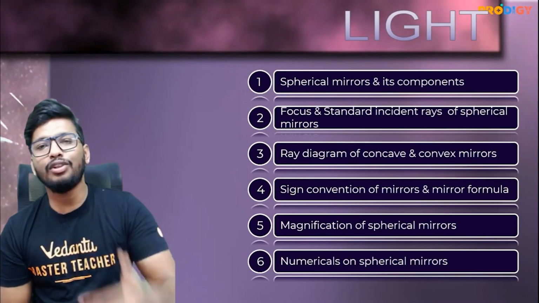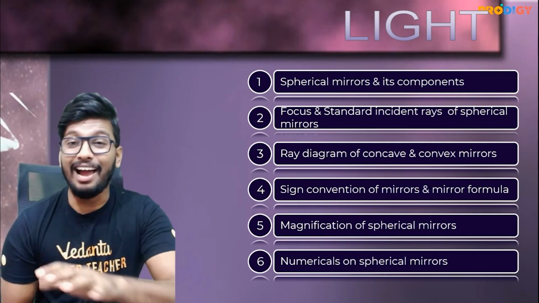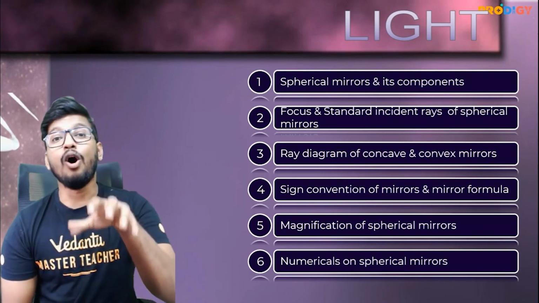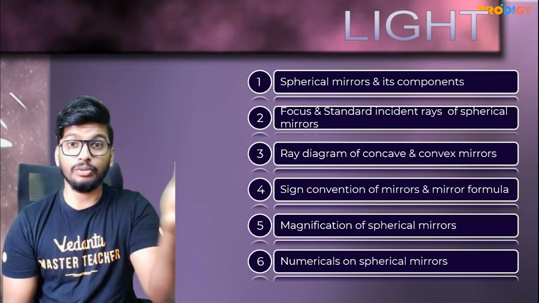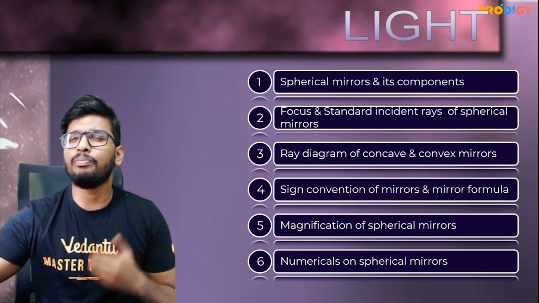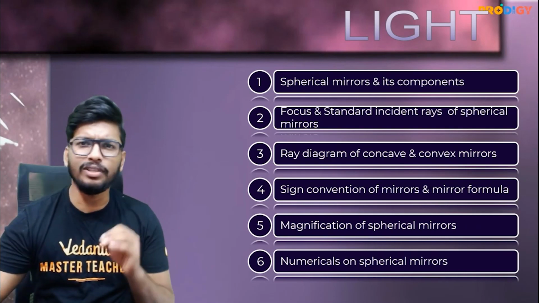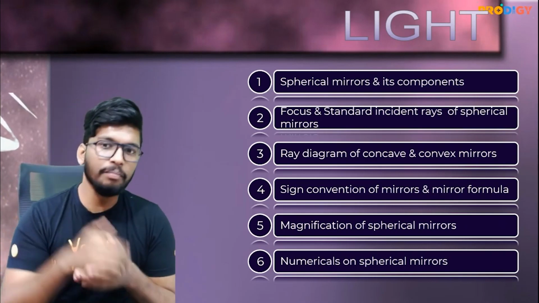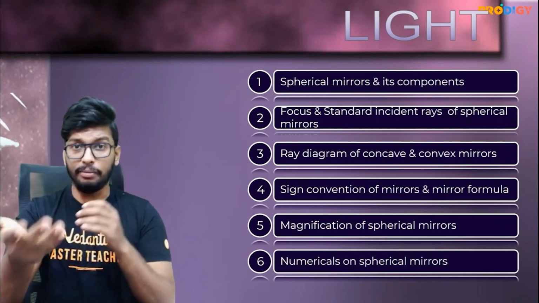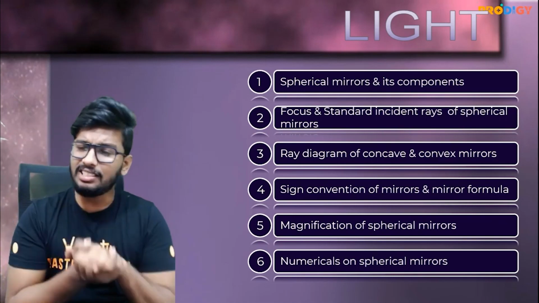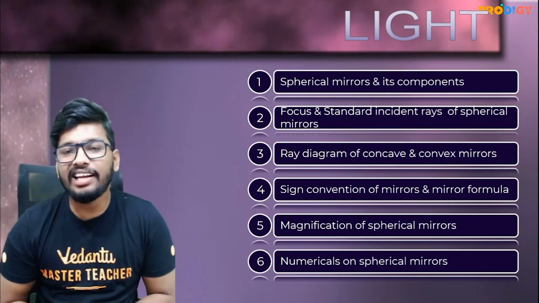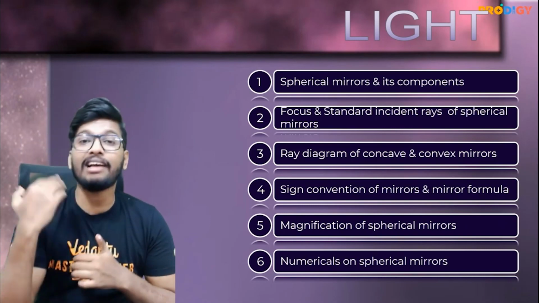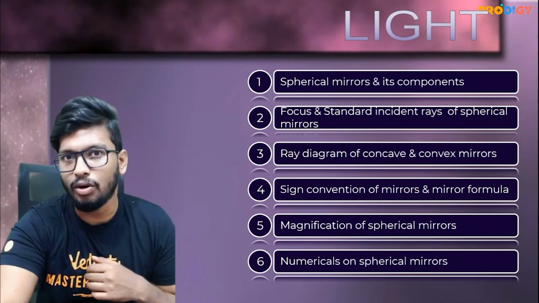So these are all the topics that you have in this chapter, and I don't have to say this, you already know about it. Light is a very important chapter. There's a lot of weightage that is given to this particular chapter in your board exams as well. So make sure that you are very much thorough with all the topics that are there in this chapter. So to just quickly take you through what all we have: spherical mirrors and its components, which we'll be doing today. Then we'll understand about focus, the standard incident rays of spherical mirrors, ray diagrams of both concave and convex mirrors, sign conventions of mirrors and mirror formula, magnification of spherical mirrors, and numericals based on spherical mirrors as well.